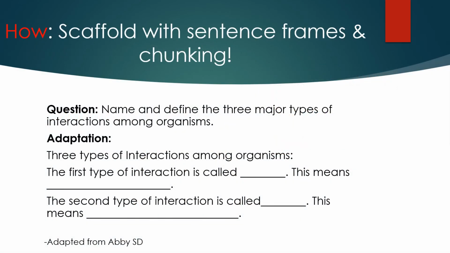How have we worded our questions on assessments? We can scaffold these with sentence frames and chunking. Let's look at the example below. A question that one might see on a science test: name and define the 3 major types of interactions among organisms. An adaptation that we can use with a sentence frame and chunking looks like this. The 3 types of interactions among organisms. The first type of interaction is called blank. This means blank. And so we've scaffolded this for the learner so that they can show us what they know without getting bogged down in the language.